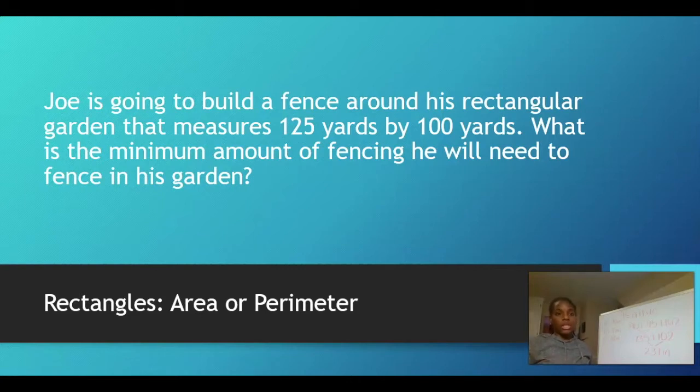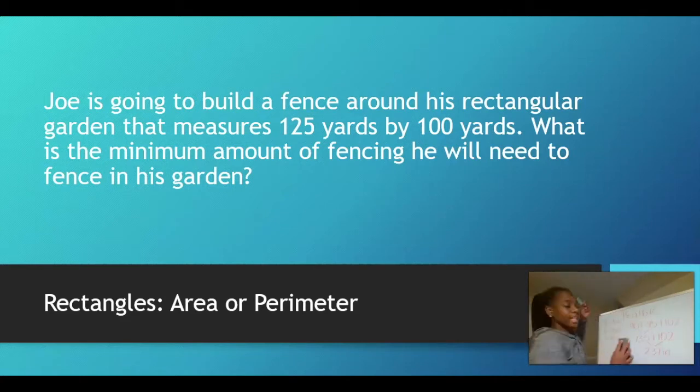So it says Joe is going to build a fence around his rectangular garden that measures 125 yards by 100 yards. What is the minimum amount of fencing he will need to fence his garden? This question is similar to the last question that we just did, where it talked about the least amount or the minimum amount. So we're also going to utilize the perimeter formula when it comes to dealing with this.